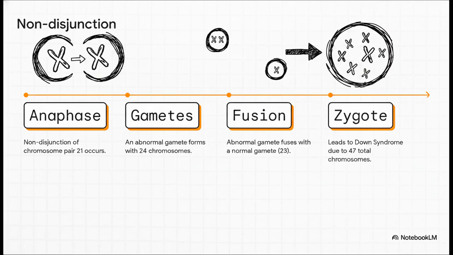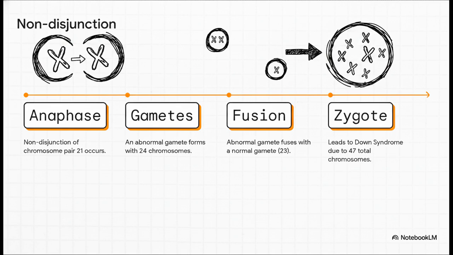This is the perfect spot to apply what we call the marking hierarchy. If a question just says name, you can simply state non-disjunction and move on. But for a 3-mark explain question, you must provide the full cause and effect timeline. It starts during anaphase, when homologous chromosomes or sister chromatids fail to separate.